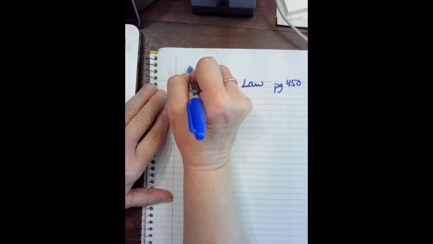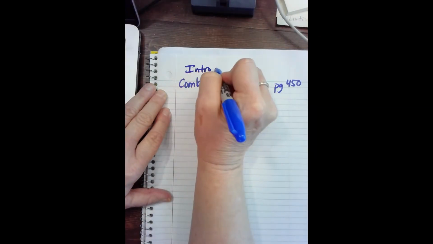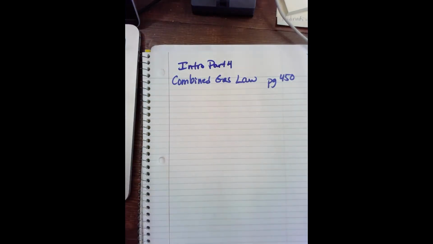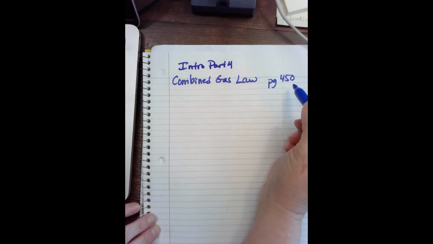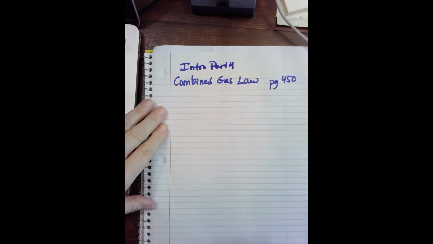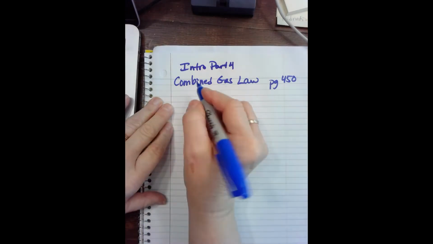All right, guys, here we are in intro part 4. We're going to look at the combined gas law. This is on page 450 in your textbook. So the combined gas law, of course, puts all the components of Boyle's law, Charles' law, and Gay-Lussac's law together.